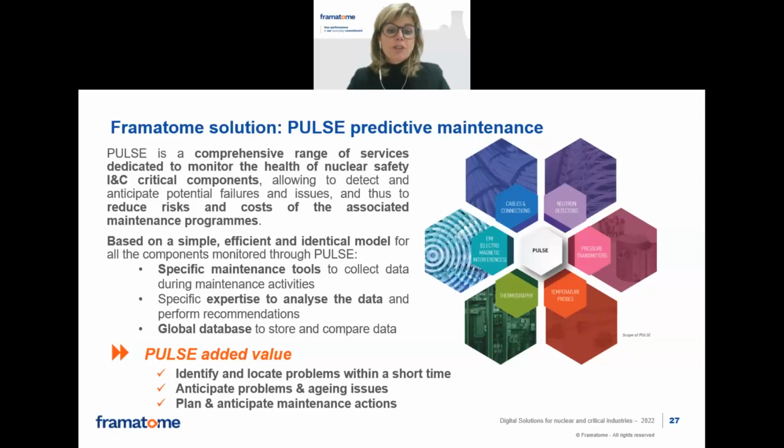All Pulse solutions are based on a simple, efficient, and identical model for all the equipment monitored through Pulse. Some specific and dedicated maintenance tools to collect data during maintenance activities. Data collected are analyzed by Framatome experts who will perform some specific and dedicated recommendations. And data collected are stored and compared along the years. And the combination of automated tests based on specific algorithm and the expertise of Framatome specialists make the Pulse solution a proven solution of predictive maintenance for INC equipment.